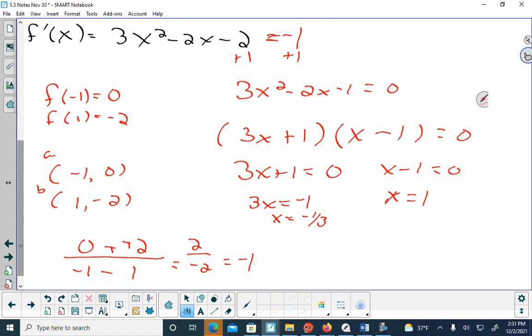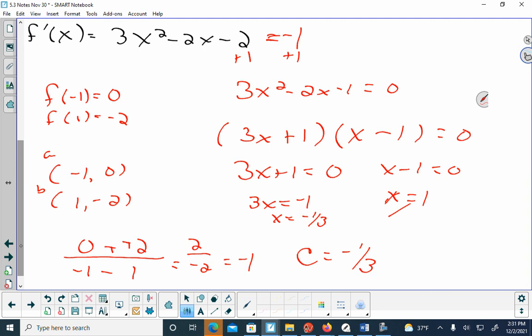This one's an endpoint, so I'd probably toss that one out, and then I'd say c is equal to negative 1/3. So remember, if it asks you for the slope of the secant line, I found it. The slope of the tangent line is when the x value is equal to the same.